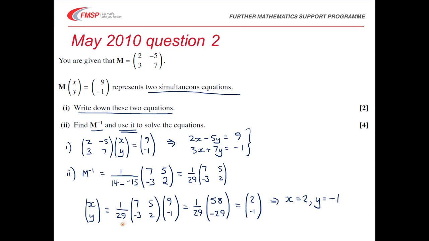Now checking the mark scheme, we see that for part 1 there is 1 mark for each of the two equations to be correct. For part 2 there is 1 mark for dividing by the determinant and another mark for getting the inverse correct. And for solving the equations, there is a method mark for pre-multiplying by your inverse and an answer mark, accuracy mark, follow through for both x and y.